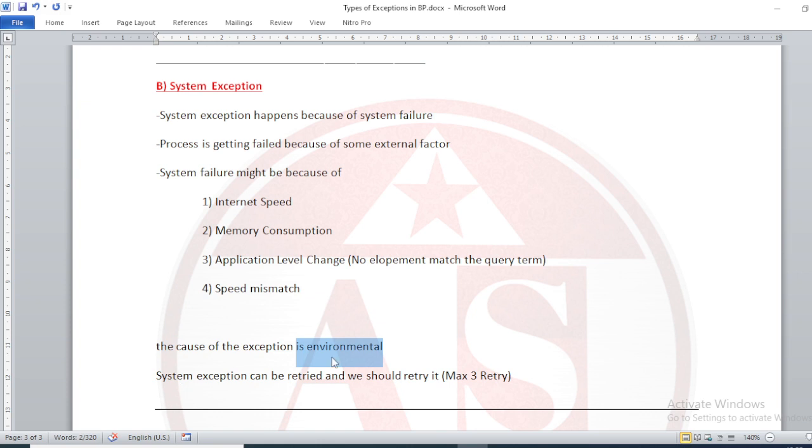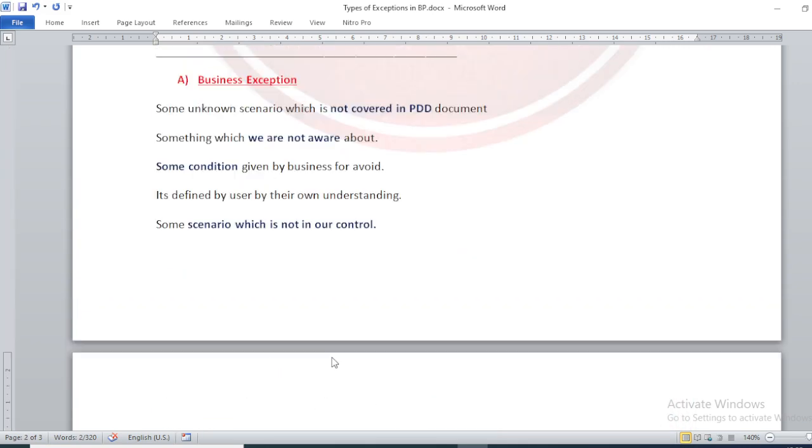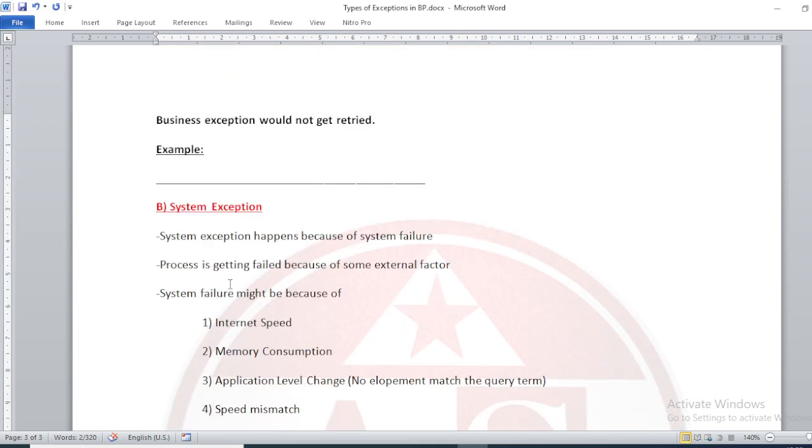This is all about the exception types and the definition of exceptions. There is one more concept, exception handling, which we will talk about in another video.